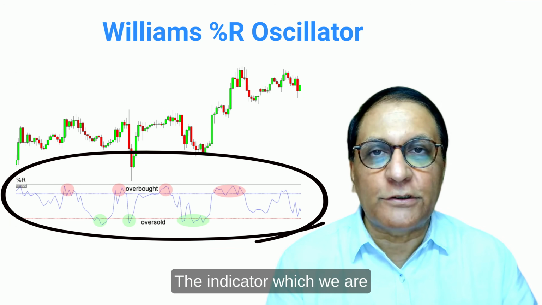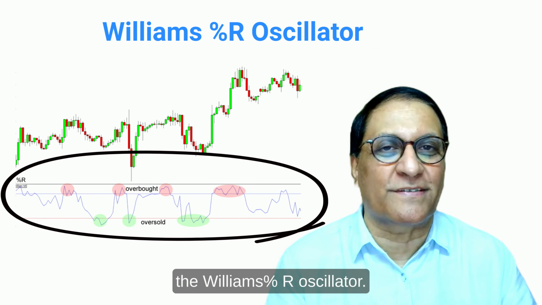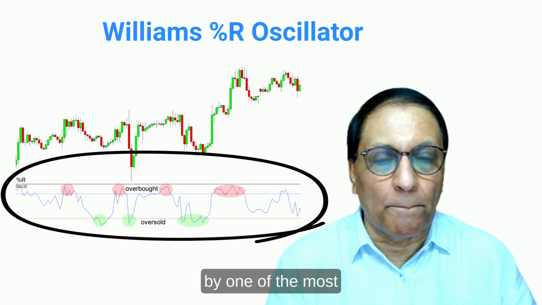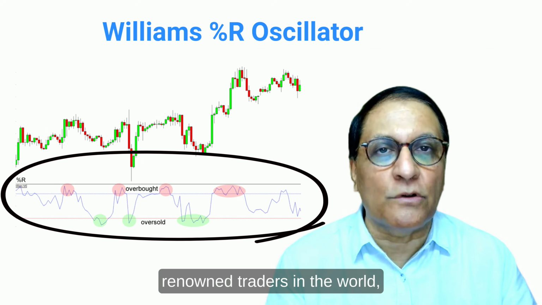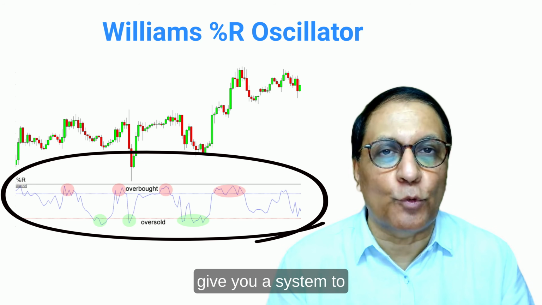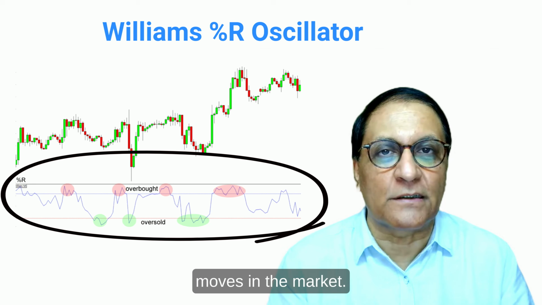The indicator which we are talking about is called the Williams percentage R oscillator. It was formulated in the 1970s by one of the most renowned traders in the world, Larry Williams. Please watch till the end of this video where we will give you a system to catch and trade such explosive moves in the market.